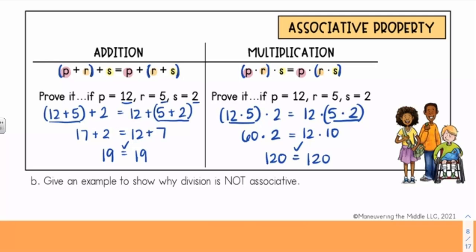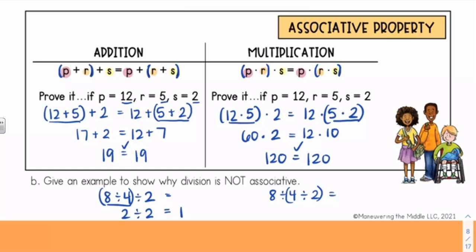So part B says, give an example to show why division is not associative. So let's think of 3 numbers here, and I'm going to show each of these being divided, and I'm going to group them differently and see if it gives me the same result or a different result. Here's what I mean. Let's say I have 8 divided by 4 divided by 2. And I'm first going to group 8 divided by 4, and I'll see what this equals. Then I will work it a second time, but instead of grouping the 8 divided by 4, I'm going to group 4 divided by 2. Well, in this first expression that I wrote, 8 divided by 4 is 2, and 2 divided by 2 is 1. So that expression has a value of 1.